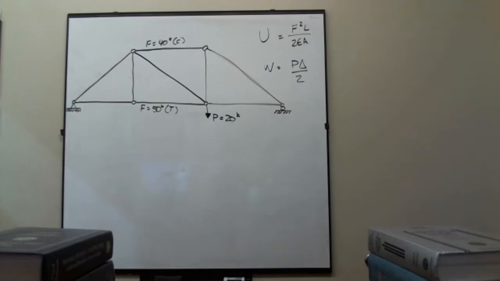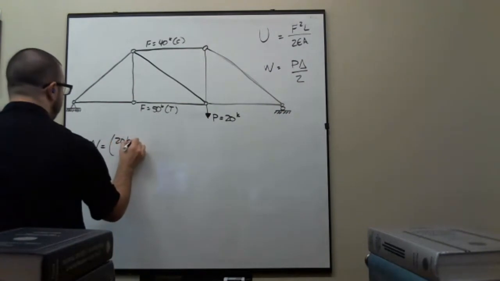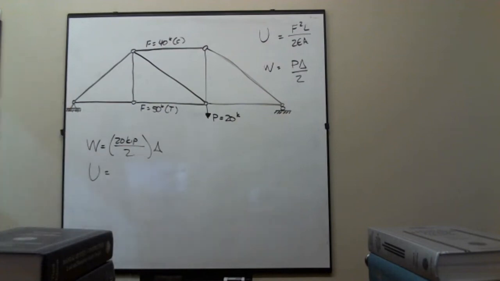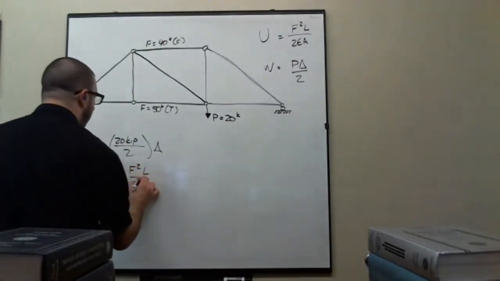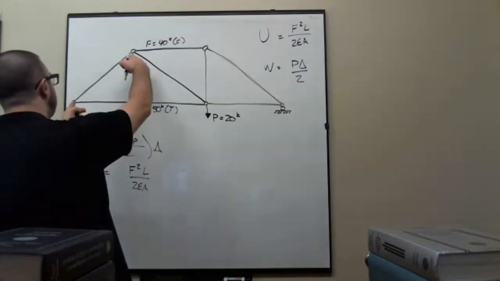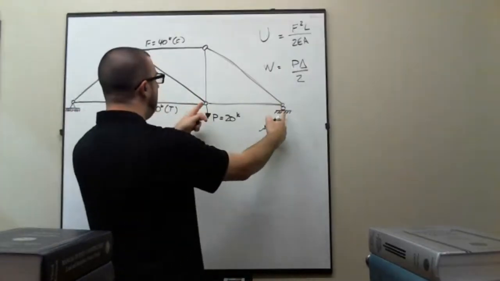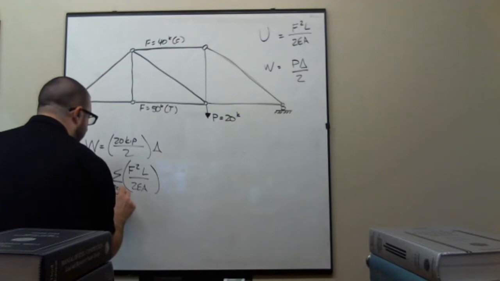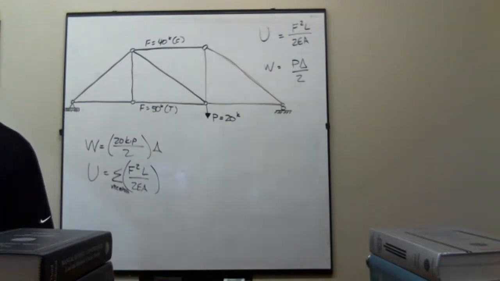So what we would do practically in a truss analysis is we would have our external work done, which is 20 kips over 2 times delta, and then our stored energy. We would use the expression that we had derived, F squared L over 2EA, but I'm going to compute this for each member of the truss, because each member is going to have a length, an E and an A. So instead, I'll sum this for all the members in the truss, and then I'll set W equal to U and just solve for delta.